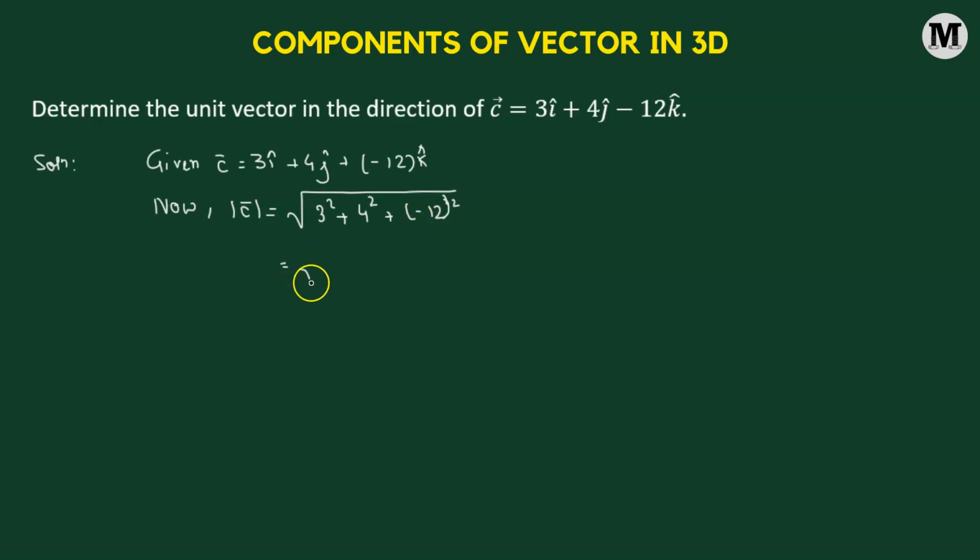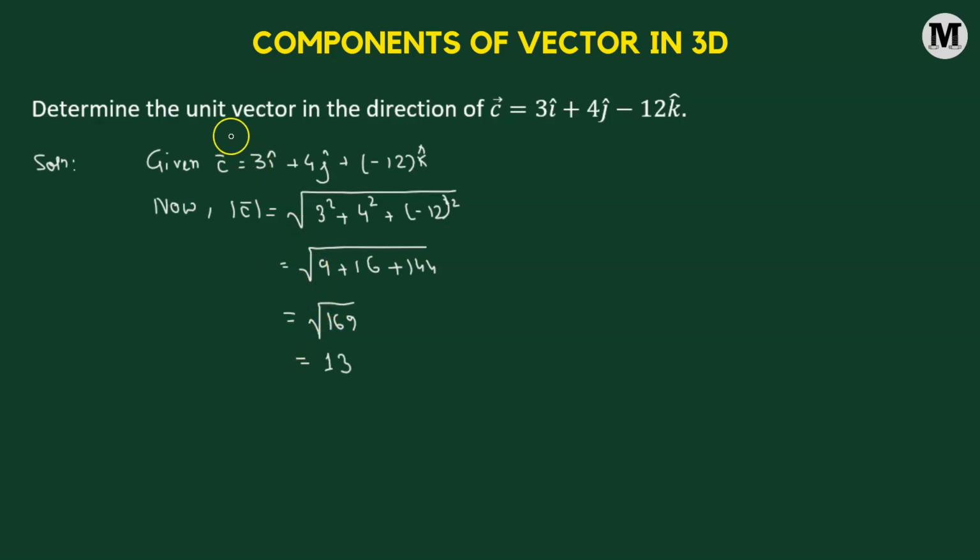Now let's find this value. We have the square root of 9 plus 16 plus 144, which gives us the square root of 169. 169 is a perfect square, so its square root is 13. So now we have the magnitude of vector c.